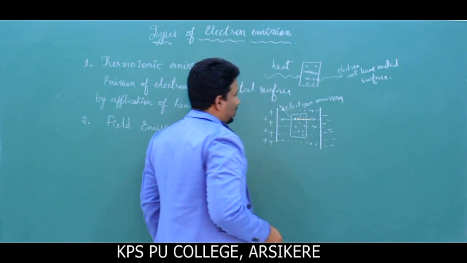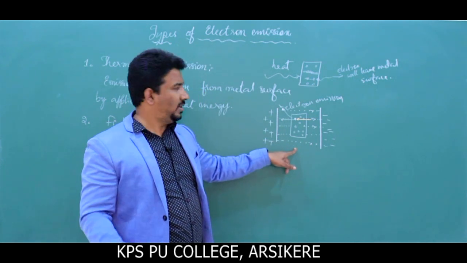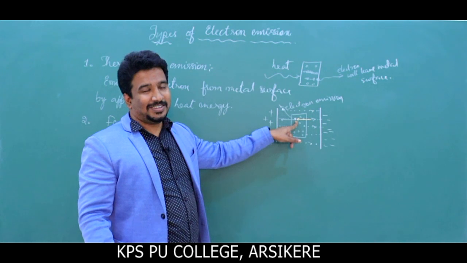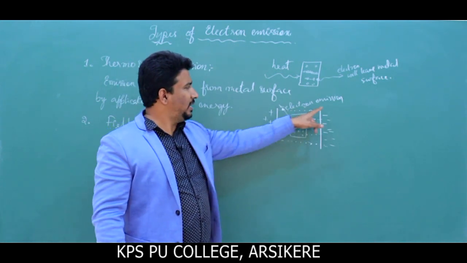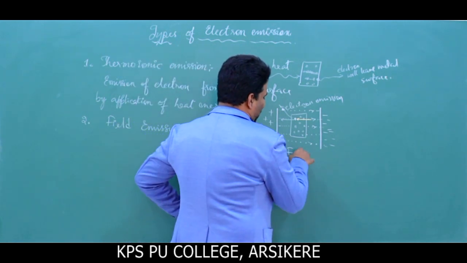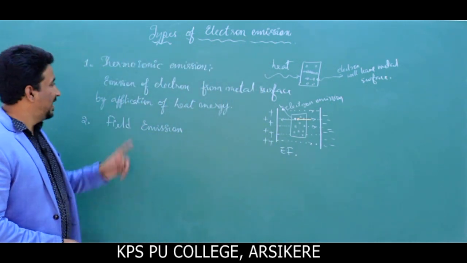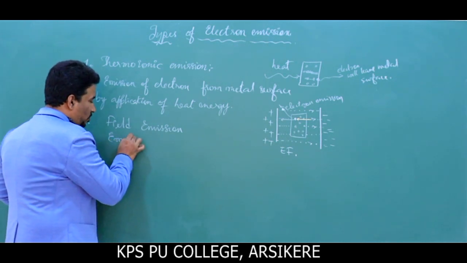And why did this happen? Because of the application of a field. If there is no field, no force will act on the charge and the electron will stay inside the metal. Now this electron has been emitted because of the electric field. So what is this field emission? Emission of electron, we will write.